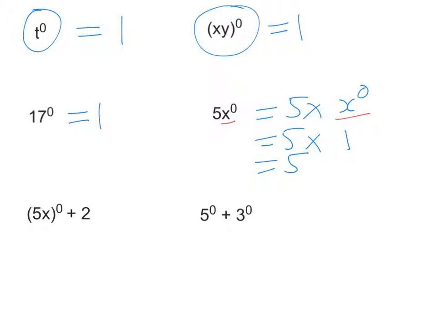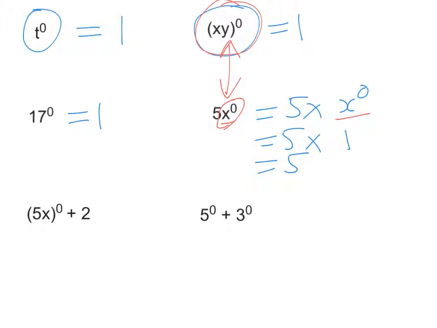So there's a trap for beginners. There's a big difference between these two questions here. In the first question up here, the bracket means everything inside it is to the power 0. In this question, the second one with 5x to the power 0, only the x is to the power 0. Just watch out for that.